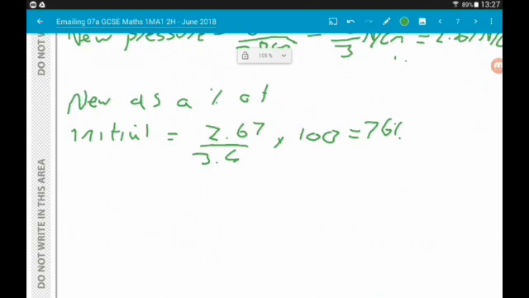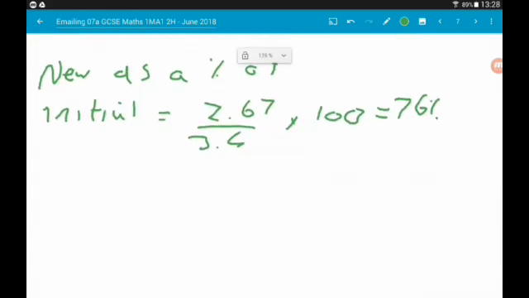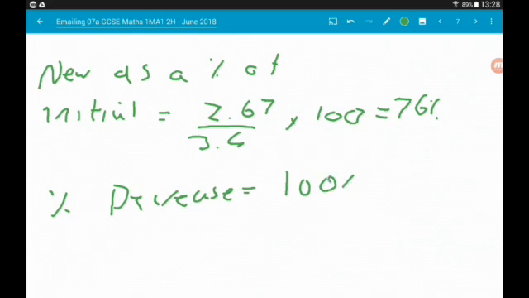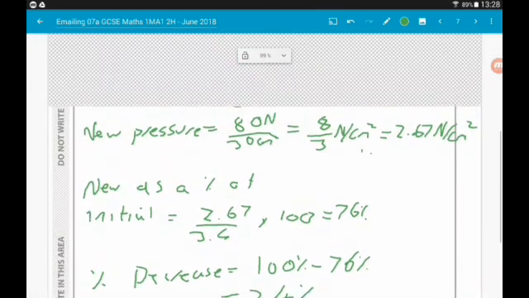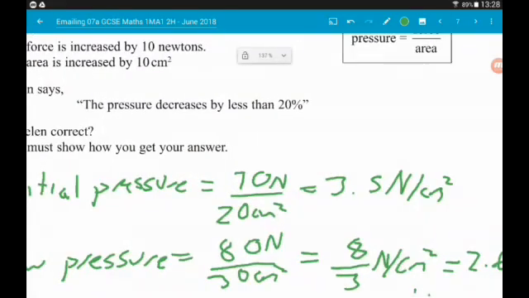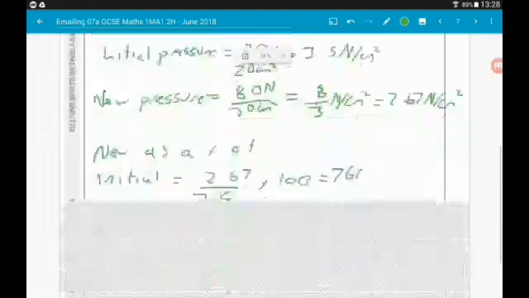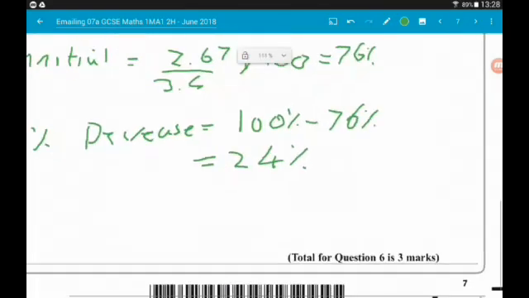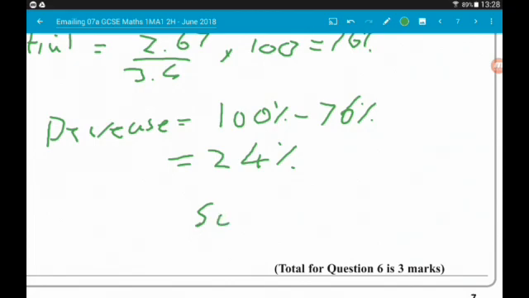So, if the new pressure is 76% of the initial pressure, then the percentage decrease is 100% minus 76%, which is 24%. So, Alan was saying the pressure decreases by less than 20%. Is she right? No, because the pressure is decreased by 24%. So, no, she is not correct.